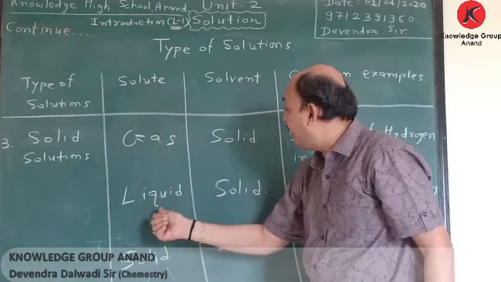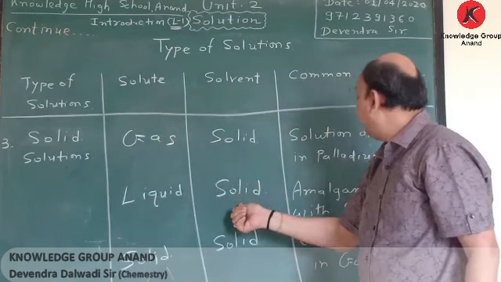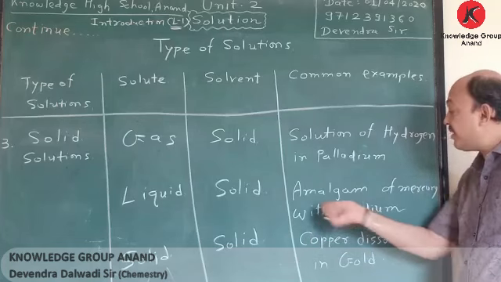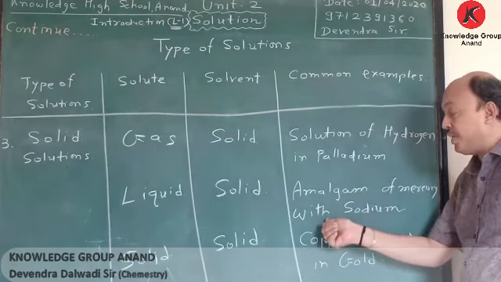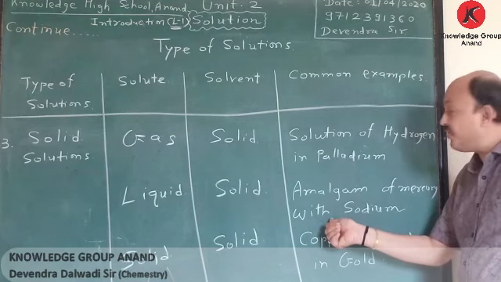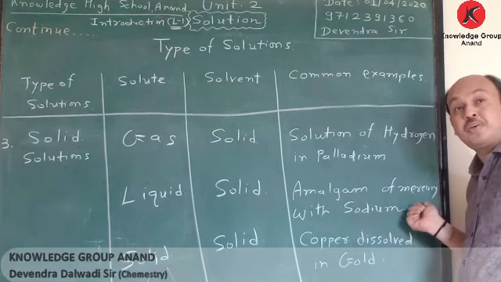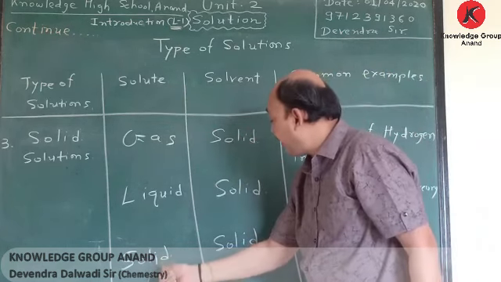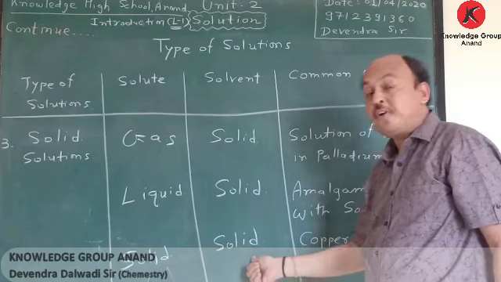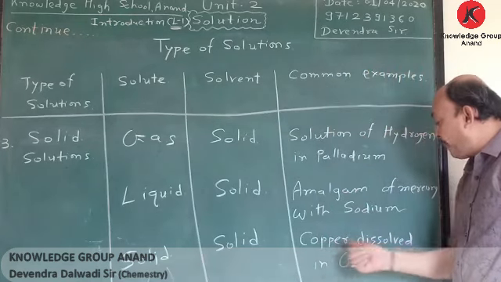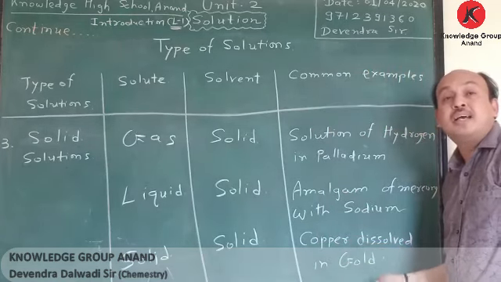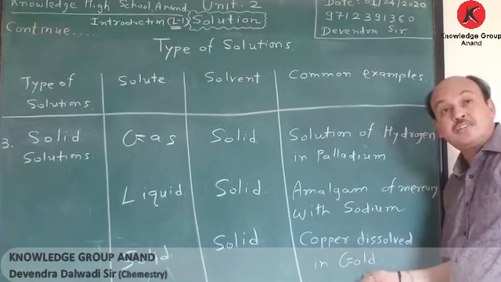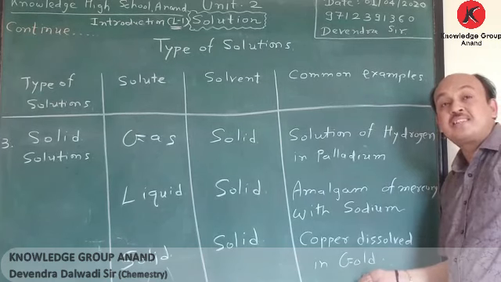Next, solute in liquid form and solvent in solid form: amalgam of mercury with sodium. Here sodium is in solid form, and you know that mercury is in liquid form. Next, the solute in solid form and the solvent in solid form. A common example is copper dissolved in gold, which is a very suitable example because copper is in solid form and gold is also solid.